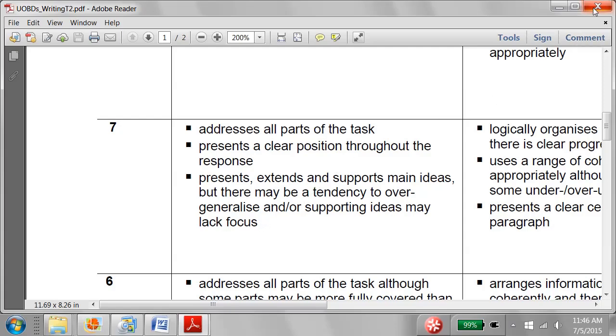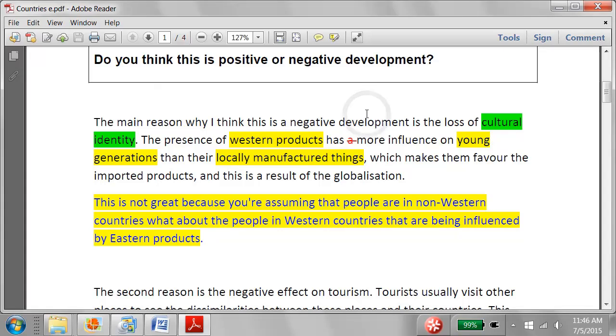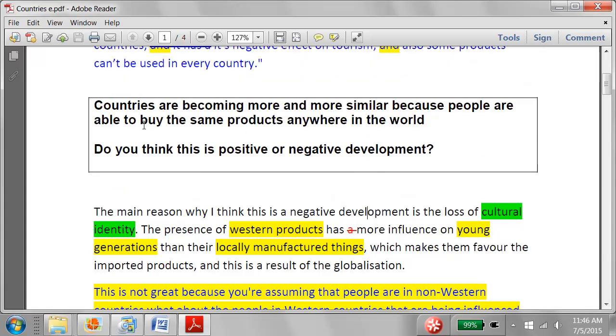So let's just take a look then at the question. Always important to see the question first. This is taken from the latest book of Cambridge past test papers, Cambridge Book 10. So this is quite a recent question that's been in an actual exam, and if you've been spending ages trying to pass the test, you might have even seen it. Okay, so let's see what it is. Countries are becoming more and more similar because people are able to buy the same product anywhere in the world. Do you think this is a positive or negative development?